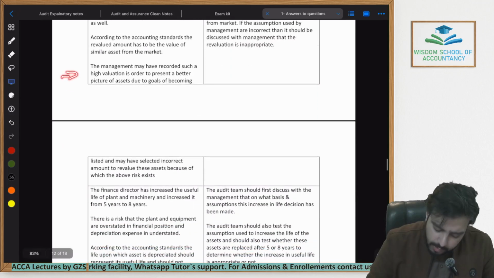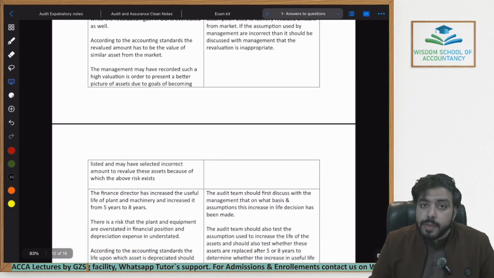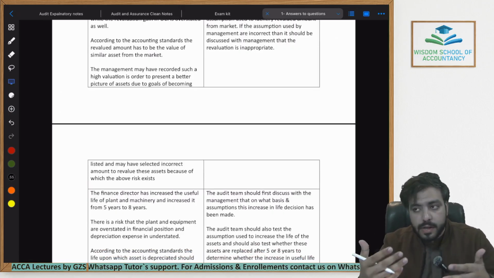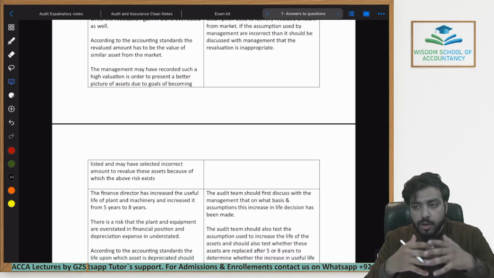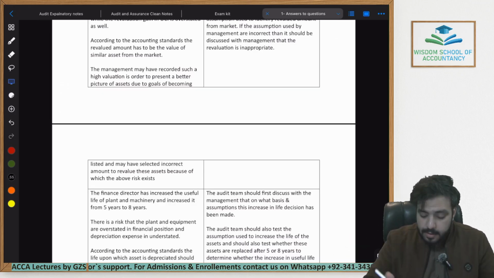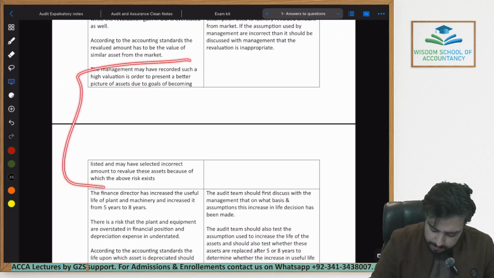And why do I think the management would have created this risk? Because management itself is right now so much motivated to manipulate these figures within financial statements, and because of this manipulation motivation that the management has, they may try to misstate or overstate the figures to show a better financial image of the company.